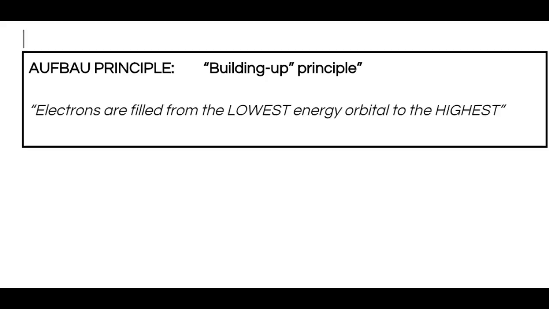So the Aufbau principle, I think this will make a lot of sense to you. It's called the building up principle. In fact, I think it translates to that directly. It states that electrons are filled from their lowest energy orbital to the highest. And this shouldn't come as a big surprise. This is nothing really new. Even when we were working with the Bohr-Rutherford diagrams in grades 9, 10, and 11, this is how we filled our electrons from the inside out, right? Lowest energy level to the highest.